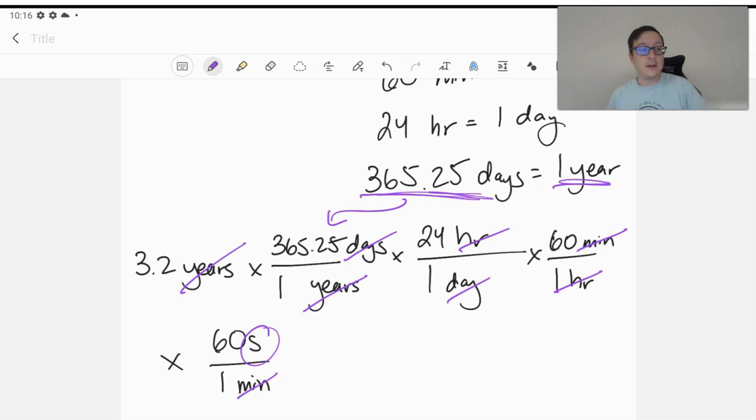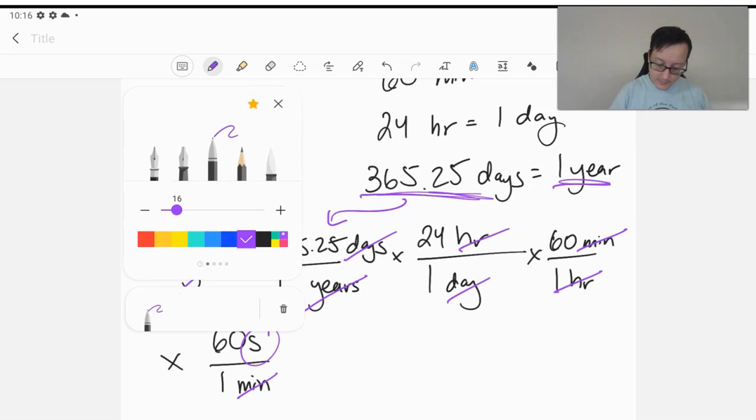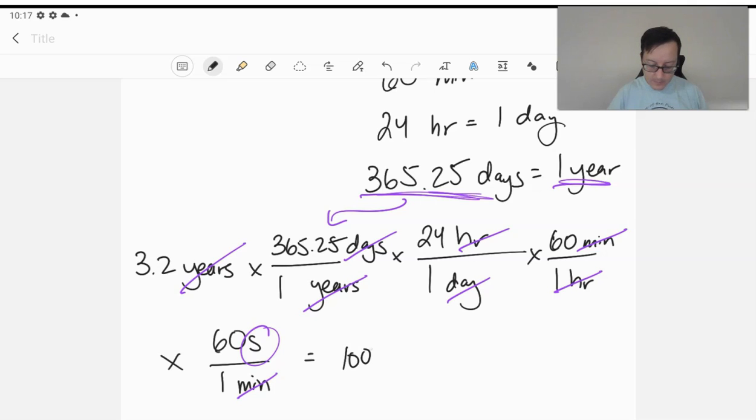And all we need to do then is bust out our calculator and multiply across, or divide as necessary. Thankfully, with all of these, we have 1 on the bottom, so we don't even have to worry about it. So 3.2 times 365.25 times 24 times 60 times 60. And we get 100,984,320 seconds. Some crazy large number. Lots of numbers there, right? That's something we'll deal with in another video. But for right now, we'll leave the number as is.